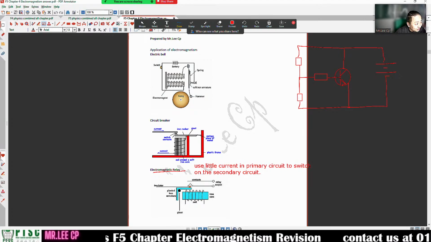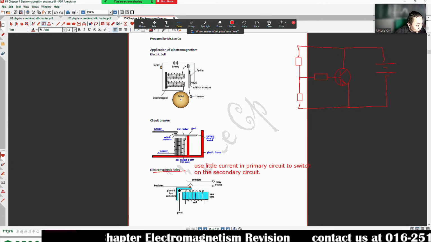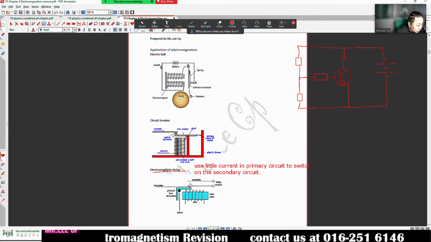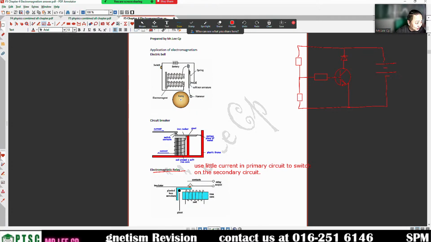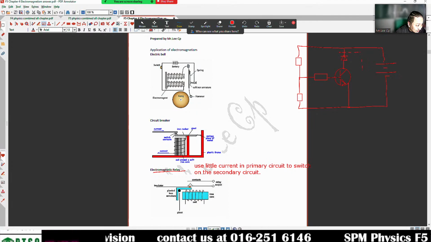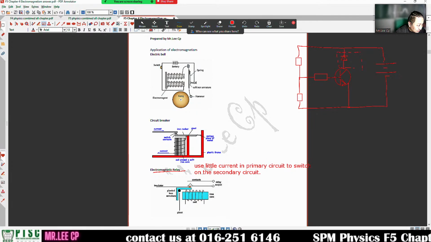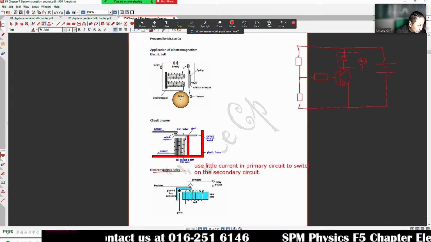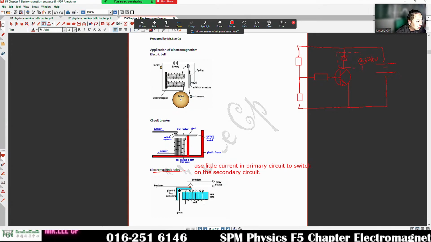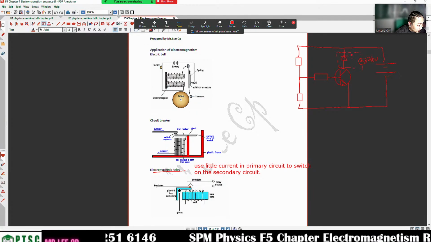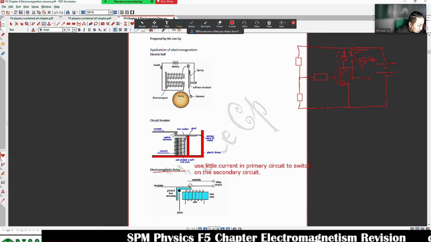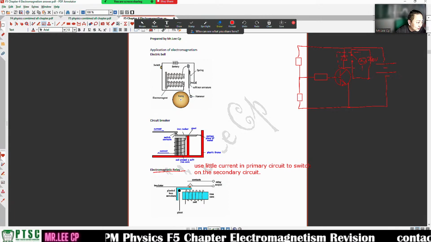But sometimes I don't want to put the bulb here, so I need to have another relay here. So this relay, how to draw? Normally they will draw it this way. You put a diode there, and then this is a secondary circuit. So this is another secondary circuit. This circuit will be very high wattage, normally 240 watt. So you got another switch here.